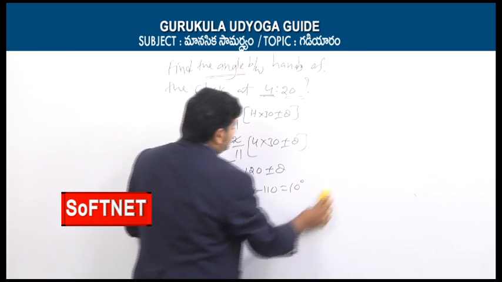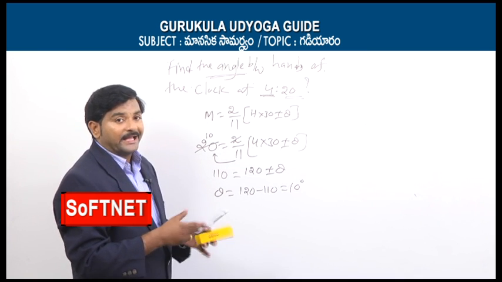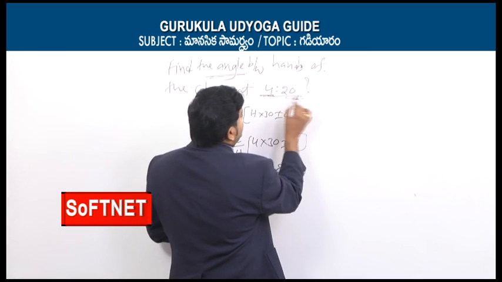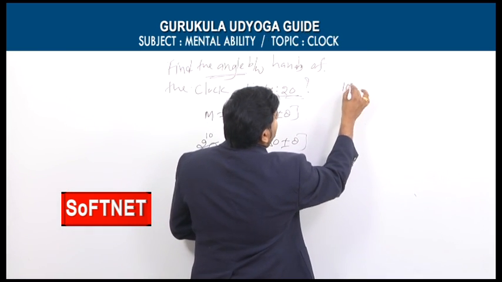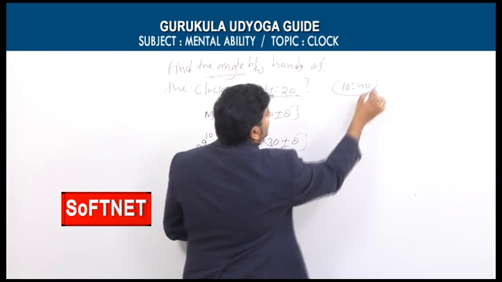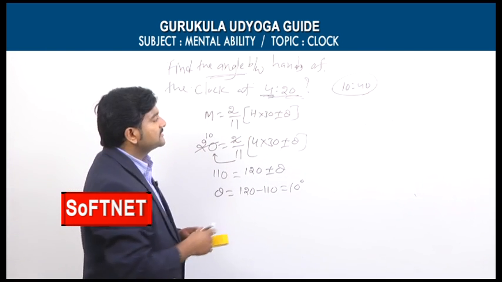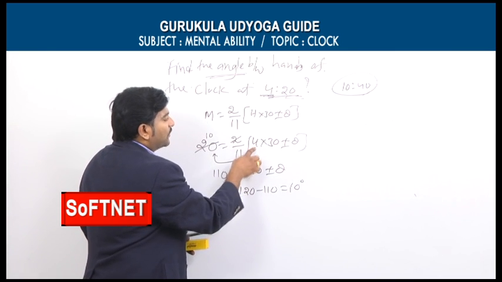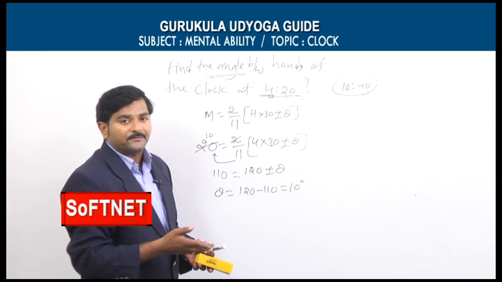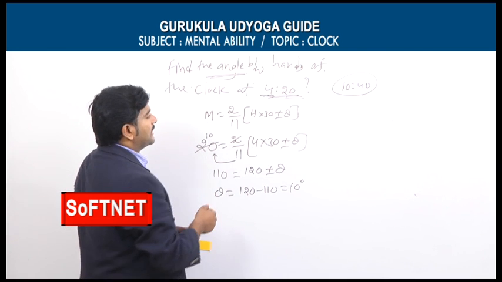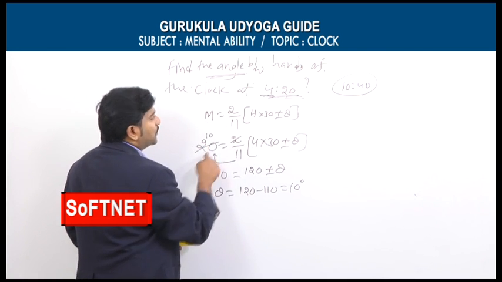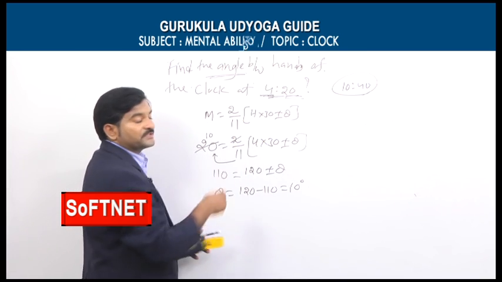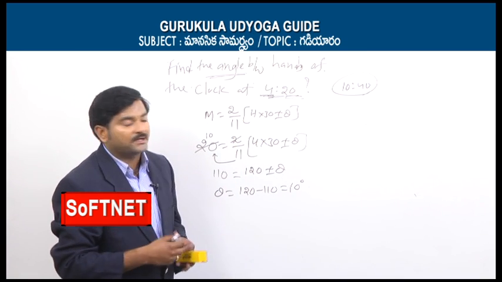Now let's say this is one kind of model, finding the angle. For example, let's say instead of 4:20 he gave 10:40. No issue, you can take 10:40 as mentioned. So 10:40 means, in the same formula, h is equal to 10, because the hours are 10, and instead of taking m is equal to 20, we need to take m is equal to 40, because he mentioned 40 minutes.